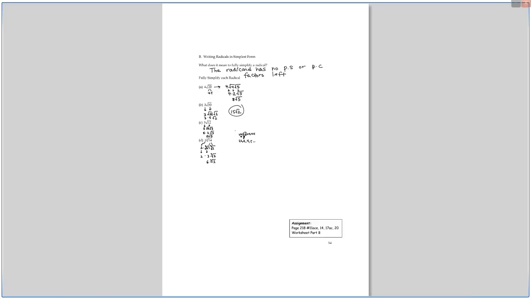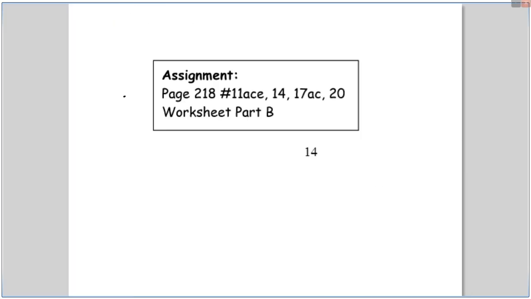Is that it? Okay, so here's your homework, page 218. And don't forget about that worksheet I gave out on Friday. You got to do part B this time. Yep. Kiki's got it in her hand.